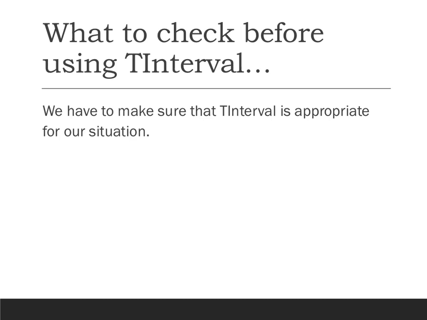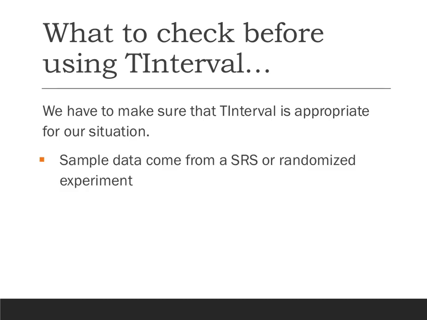All right, so just like we had conditions that we needed to check in order to use the one prop z interval, or one prop z int, on the calculator, we have to make sure we can use the t interval by checking a few conditions. The first thing we want to do is make sure that our sample data come from a simple random sample or a randomized experiment. Now, some of your problems will say, just like our previous one, let the last 10 years be considered a simple random sample. That lets us know that we can use that data.